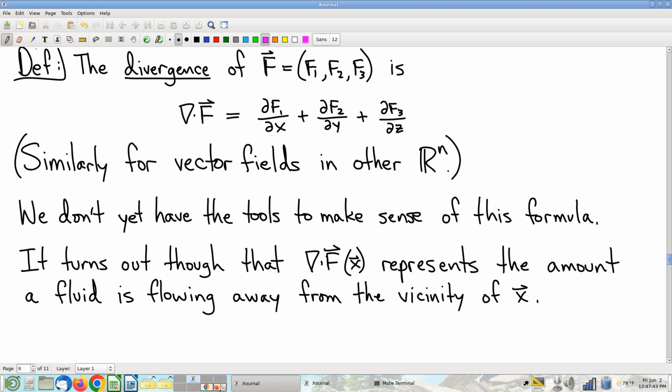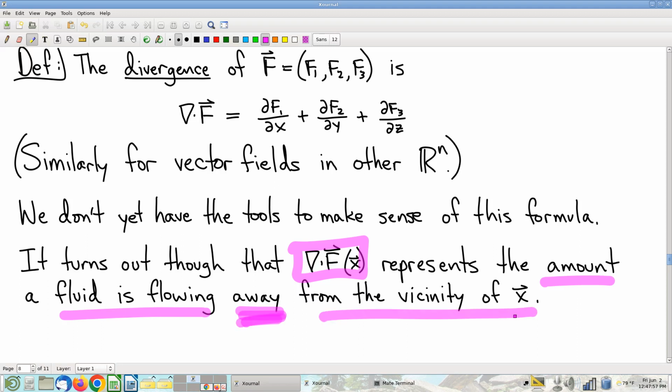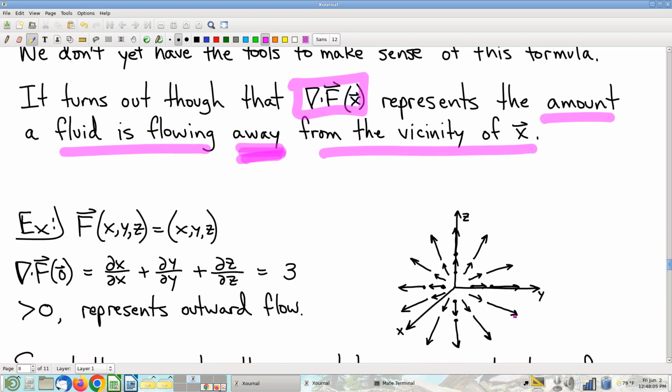But that said, what the divergence is, and this is going to be a little bit hand-wavy, it represents the amount that the fluid is flowing away from the vicinity of whatever point where you're computing that divergence. Sounds weird. Let me show you an example. I think it'll make better sense.